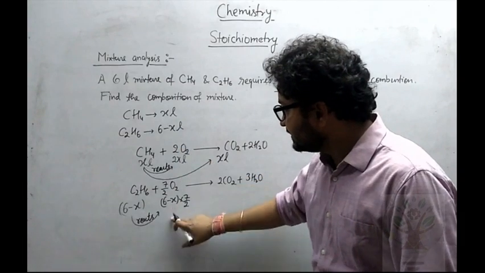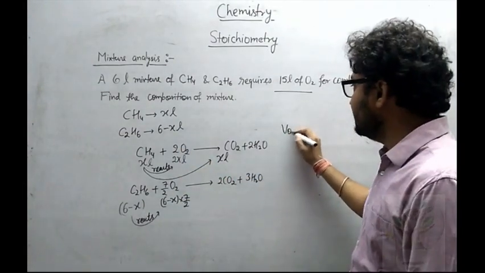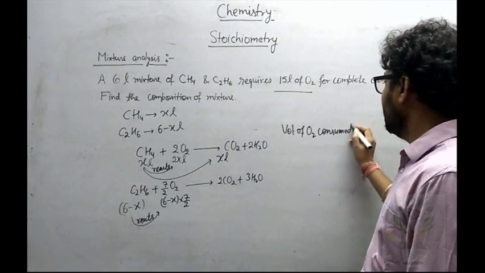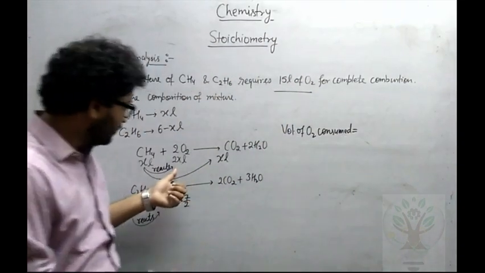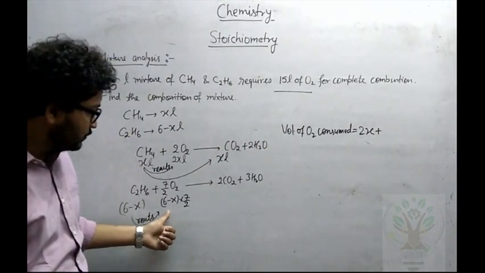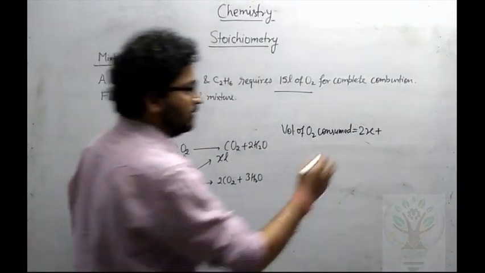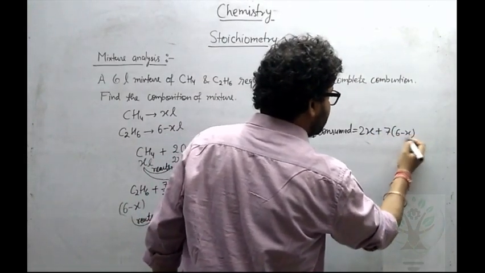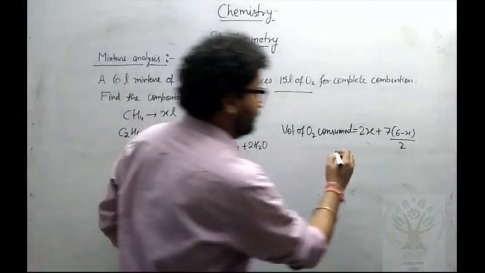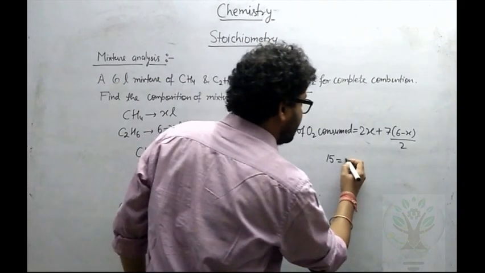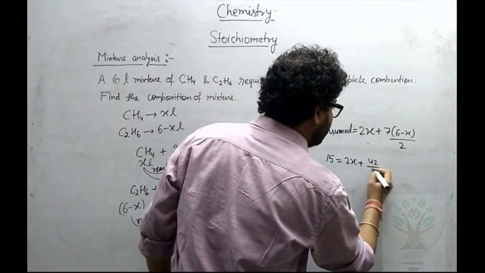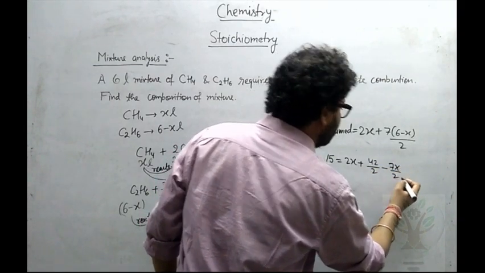Now, by looking at these reactions, can you tell me the volume of O2 consumed in terms of X? How will I write it? Volume of O2 consumed in terms of X. Can you tell me? See, in the first reaction, how much volume is consumed? 2X. In the second reaction, how much volume is consumed? 6 minus X multiplied by 7 by 2, which means 7 times (6 minus X) by 2. And how much total volume is actually consumed? 15 liter. So I'm writing here 15 equals 2X plus, if you solve this, you will get 42 by 2 minus 7X by 2.